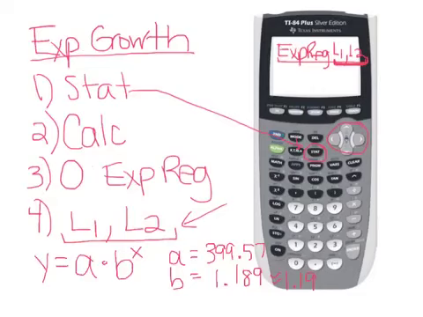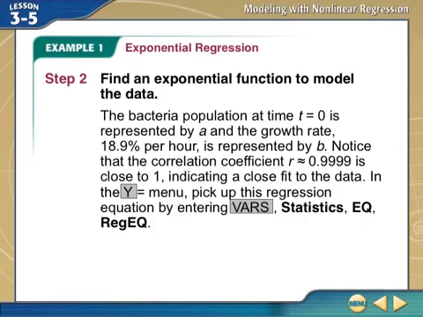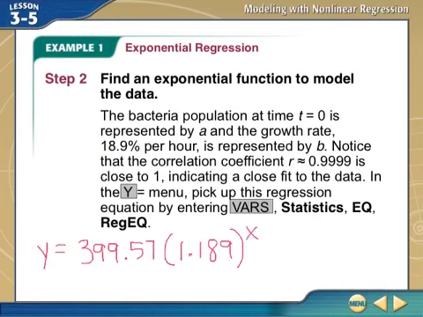So your model then is going to be written by plugging a in for A and b in for B. So you would get y equals 399.57 times 1.189, or 1.19 if you rounded, to the x power. So on the last slide, we determined that our equation was 399.57 times 1.189 to the x power.